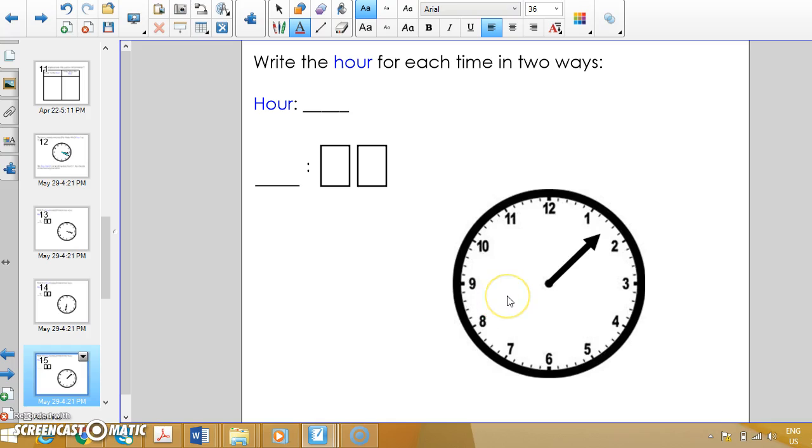Okay, let's look at this one. What do you think about this one? Pause the video and think about it. The hour hand is in between the 1 and the 2, so it's still moving past 1 o'clock. It's moving, but it's not yet at 2 o'clock, so it's at 1 o'clock.